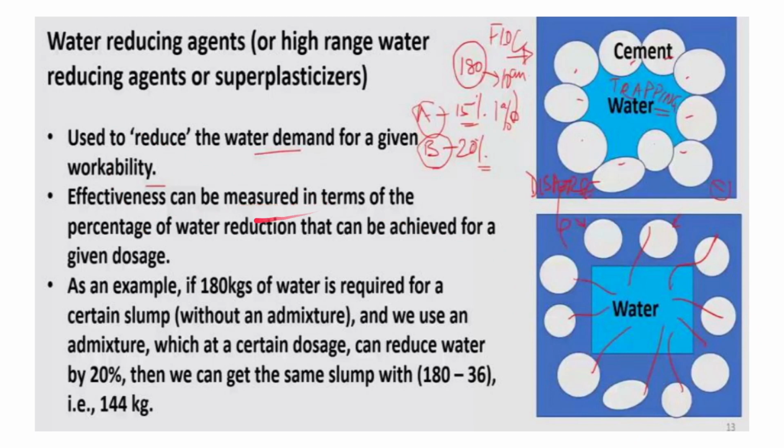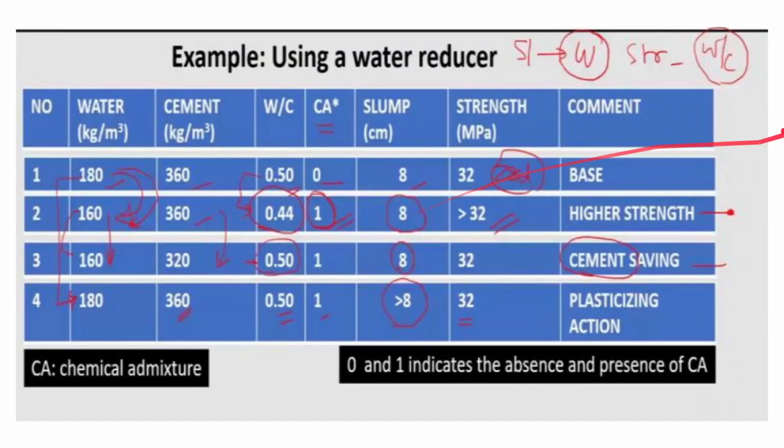So effectiveness can be measured in terms of percentage of water reduction for a given dosage and a particular slump, okay. Say, for example, in that problem, 180 kg of water was required for a certain slump without admixture, and when we reduce the water by 20%, we still got the same slump because of the addition of admixture at a certain dosage, okay. So we can see the use of chemical admixture in various ways in this trial mix plot, okay.